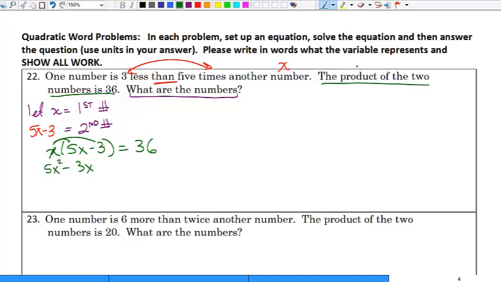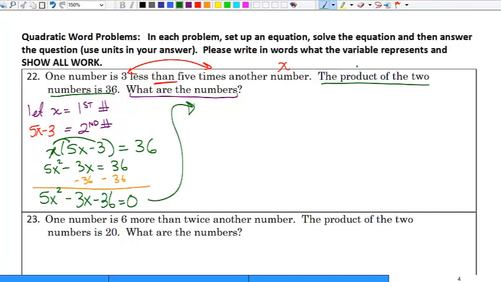So 5x times x is 5x squared. x times 3 is minus 3x equals 36. I'm going to subtract 36 from both sides. And that gets me 5x squared minus 3x minus 36 equals 0. At this point, I need to factor. Doesn't look like there's a GCF at all. So you can factor any way you want to. Because there's no GCF and it's a hard trinomial, you can either guess and check or grouping. Due to space here, I'm going to go ahead and guess and check.